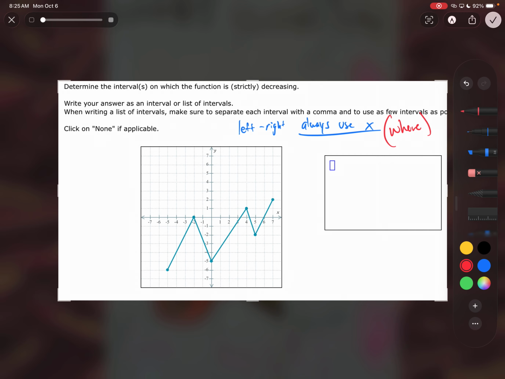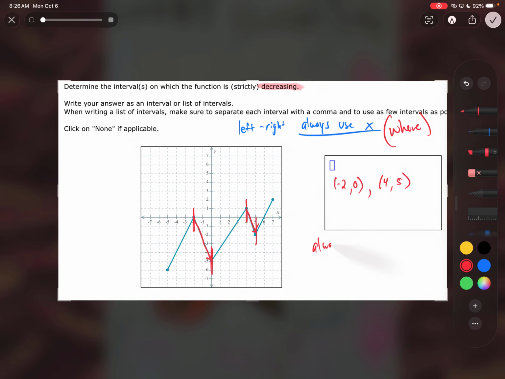So on this one, we only want decreasing. Let's go find our decreasing. Decreasing from here and here are my only two decreasing, right? So look at your X. You want to know where it is decreasing, not how much it is decreasing. So it starts decreasing right here at -2, and then it ends decreasing right here at 0. And then our next decreasing spot is 4, and it decreases until it gets to 5. So you use your X values.